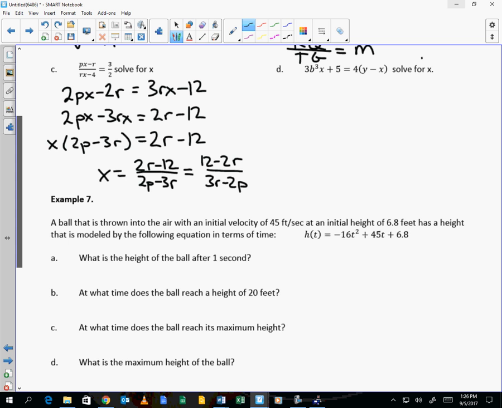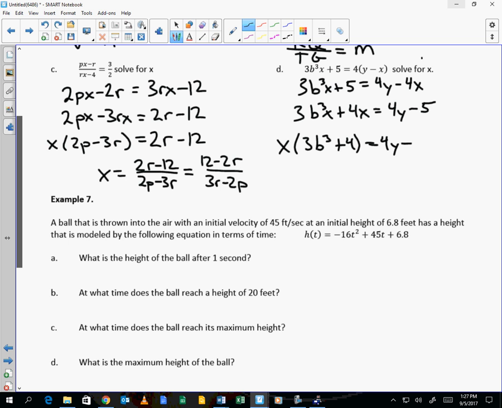Okay? So let's try letter D. What do I do first? Yep, distribute. Awesome. Love it when we talk using math terms. What do I do next? Gather all the x's to one side. Sweet. Now what? Factor out the x. And divide.